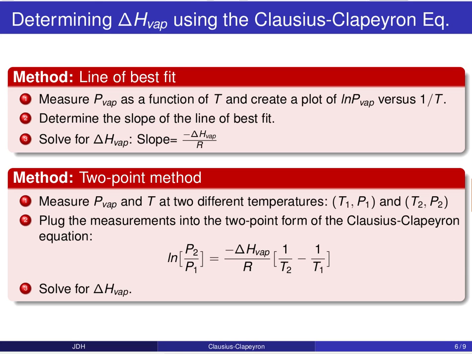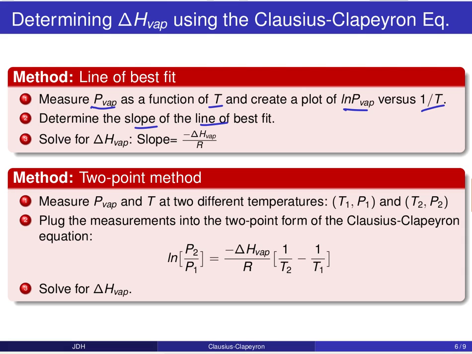Okay, but really there's two approaches here, right? The approach we saw on the previous slide is an approach that you would take if you had multiple data points. So this is the so-called line of best fit method for determining the enthalpy of vaporization using the Clausius-Clapeyron equation. Basically, you take a set of measured values, the vapor pressure and temperature, make that plot of ln P over 1 over T, and find the slope of the line of best fit. You know that slope is equal to minus delta H over R. You then solve for delta H, and you're done.